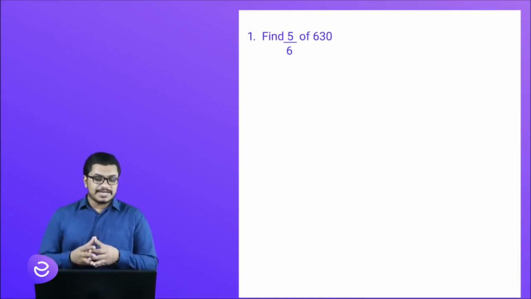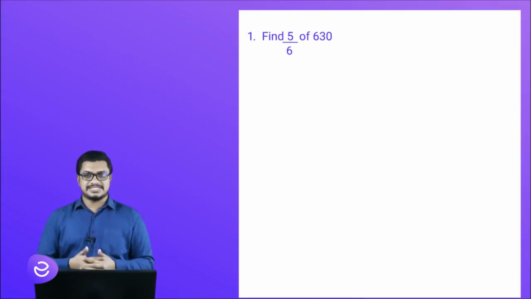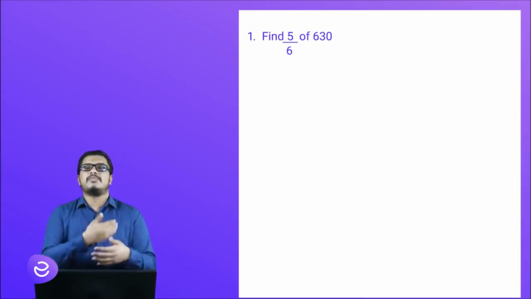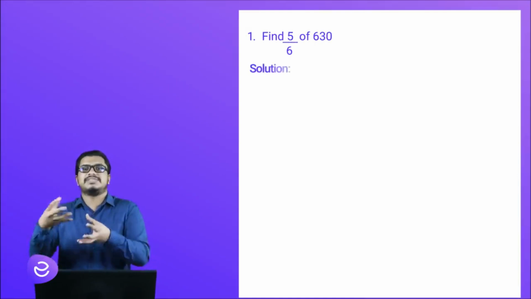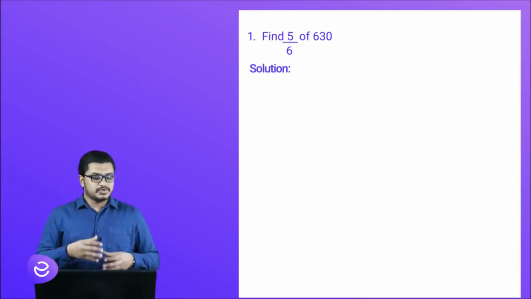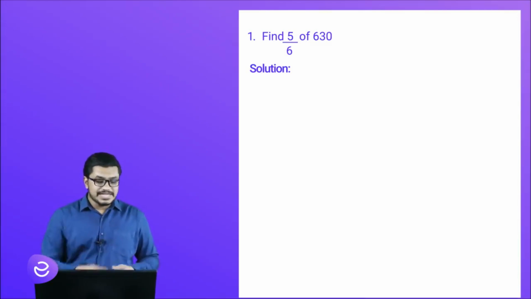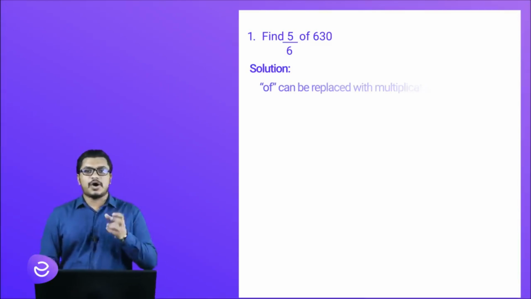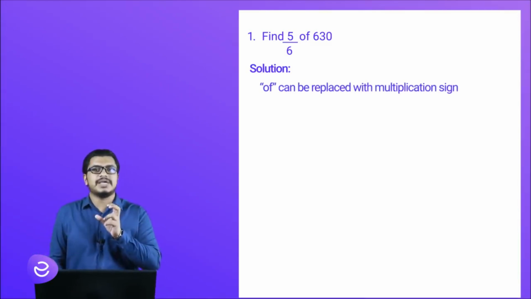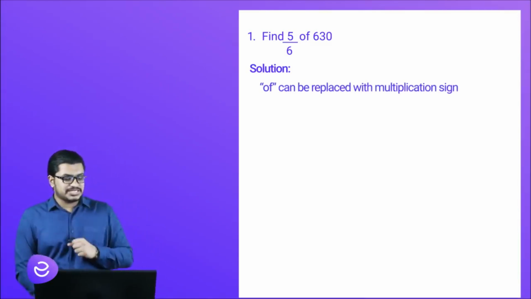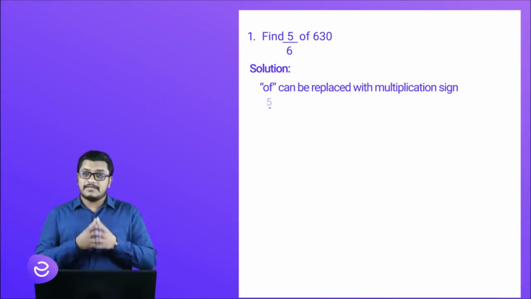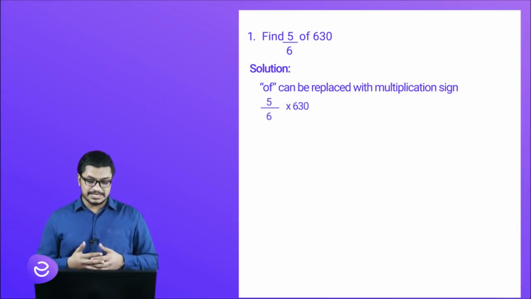First question, find 5 by 6 of 630. We have done a similar problem in percentage: find the percentage of such and such number. Instead of percentage, we have fractions here. So find 5 by 6 of 630. Here we know that the word 'of' can be replaced with 'into' or the multiplication symbol. So we have to find 5 by 6 into 630.